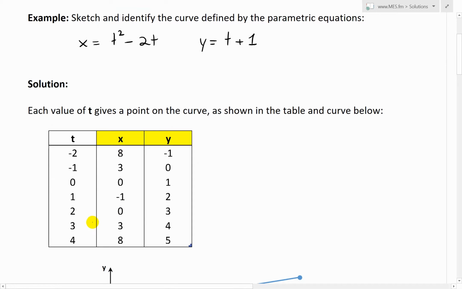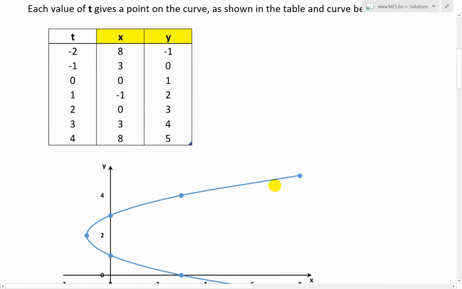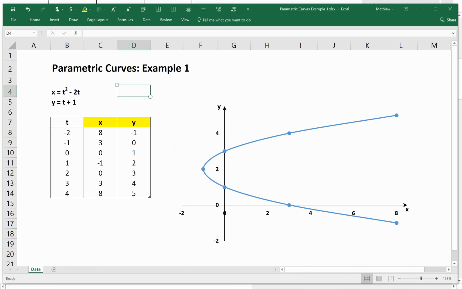Basically, here's a table of the values, and I'll show you the Excel sheet I made. Each value of t gives a point on the curve as shown in the table and curve below. So we pick, for example, -2, -1, 0, etc. And then we get different values for x, and we can plot this out. And here I've plotted this out.